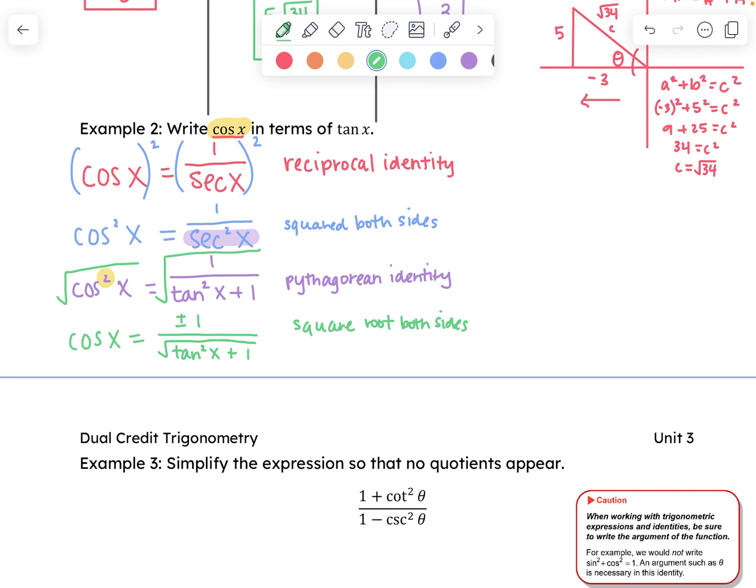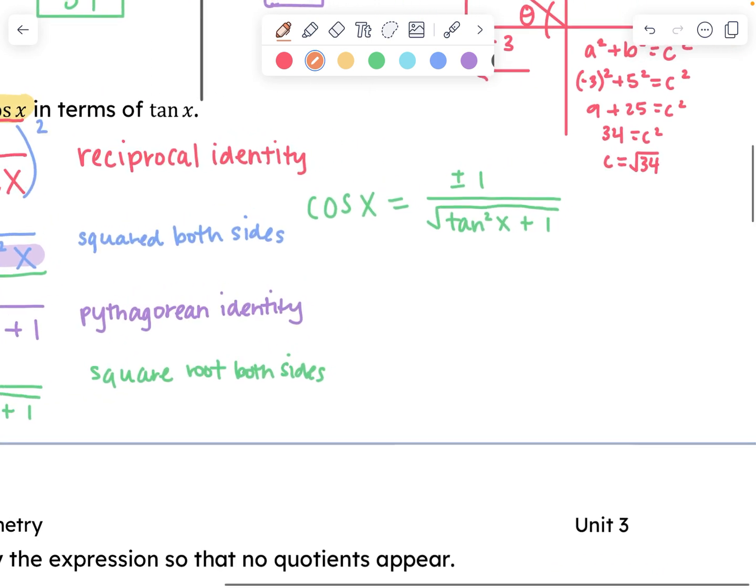And remember, we can't have square roots in the bottom of our fractions. So we've got to clean this up a little bit. Let me copy it over here. What we're going to have to do is multiply top and bottom by that square root to clean it up. I'm going to multiply the top by that square root of tangent squared x plus 1 and the bottom by that square root of tangent squared x plus 1.